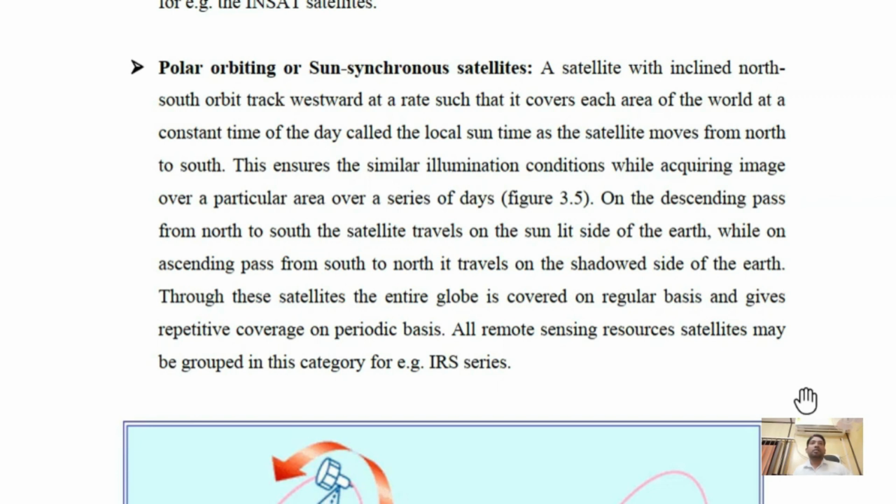On the descending path from north to south, the satellite travels on the sunlit side of the Earth, while on the ascending path from south to north, it travels on the shadowed side of the Earth. Through the satellite, the entire globe is covered on a regular basis, giving repetitive coverage on a periodic basis. All remote sensing resource satellites may be grouped in this category, for example the IRS series.